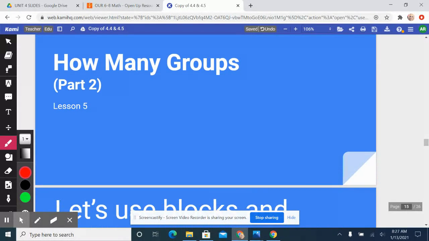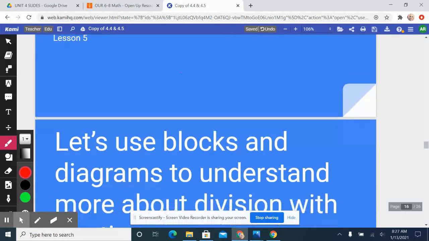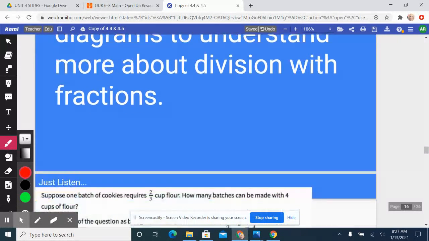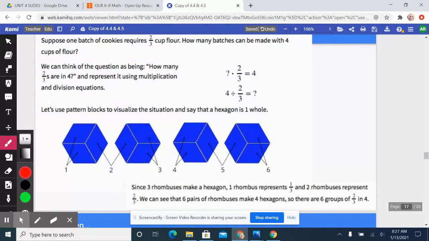Okay, so now we're going to move to lesson 5. How many groups? So let's use blocks and diagrams to understand more about division with fractions. So suppose 1 batch of cookies requires 2/3 cup of flour. How many batches can be made with 4 cups of flour? So we can think of the question, how many 2/3 are in 4? And represent it using multiplication and division. So these are your little equations. That's your multiplication equation. That's your division equation. So something times 2/3 is 4, or 4 divided by 2/3 is something.